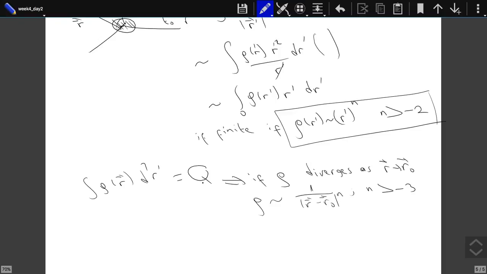It shouldn't be minus 2. No, minus 3. Well, if n is between minus 3 and minus 2, the radial integrand is finite when you go to spherical coordinates. The integrand can diverge, nevertheless the integral can be finite. That is what we call integrable singularities. They are divergent, but the integral is finite. Like 1 over square root of x. You can integrate 1 over square root of x from 0 up to some number. It will be finite, but at x equal to 0, it diverges.